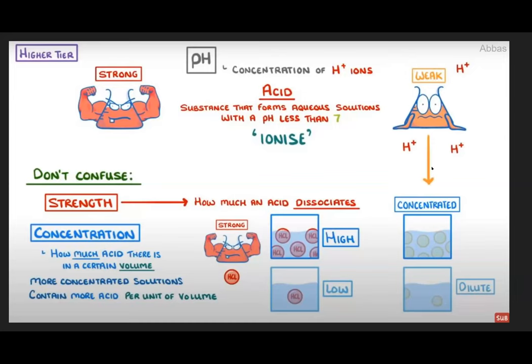So here we have the picture describing strong and weak acid. We have the concentration, how much acid there is in a certain volume, and more concentration means more acid per unit. In the middle of the picture, we can see high and low. When it's high hydrochloride, it counts as high, and when it's less, it's low, weaker. That's the difference between concentration and concentrate.